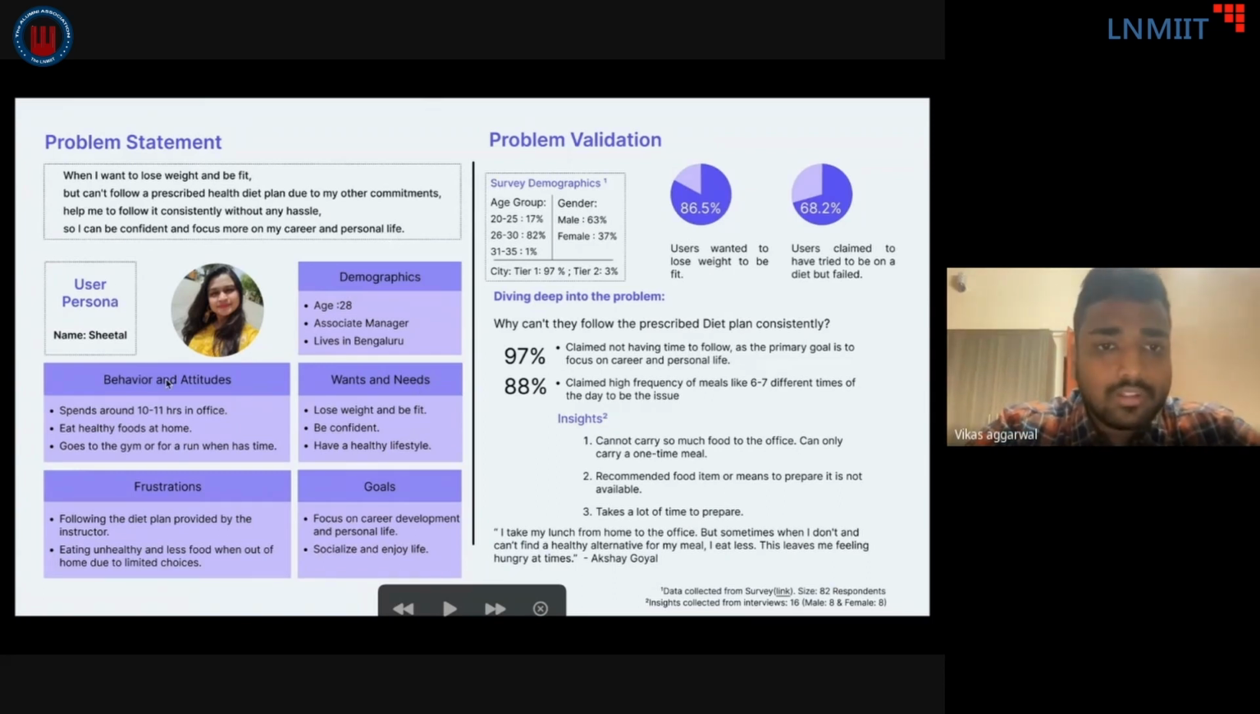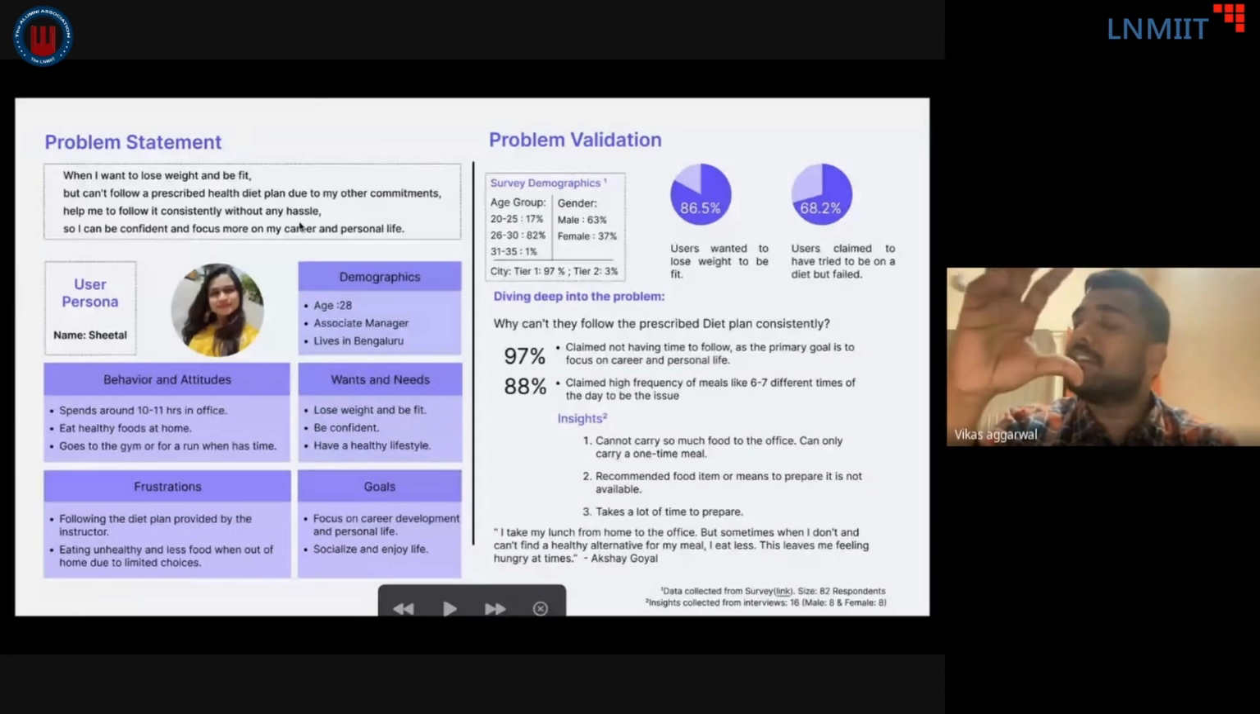So this is a user persona. This is a lady who is 28 years of age, lives in Bangalore. She's an associate manager. She spends 10 to 11 hours in the office, eats healthy foods at home, and goes to the gym for a run when she has the time. What are the wants and needs of this particular user? She wants to lose weight, be confident, have a healthy lifestyle. What are her pain points or frustrations? Following the diet plan provided by the instructor, eating unhealthy and less food when out of home due to limited choices. See, this is the problem that we are able to identify now, right?